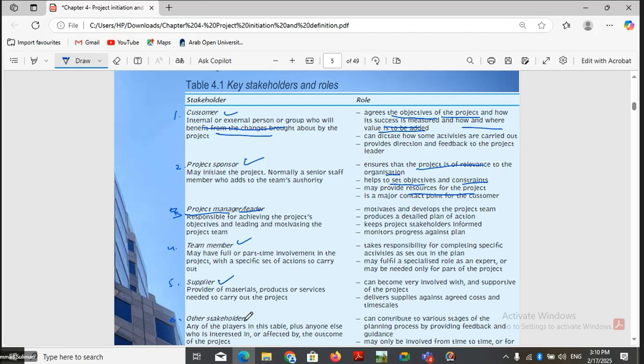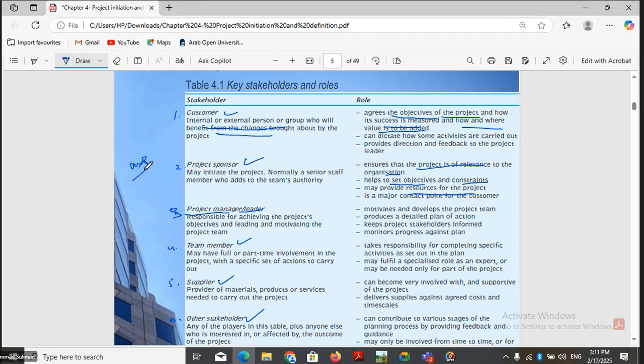Then number six, other stakeholders. This can be anyone else who is interested in the project or affected by the project. So it can be anyone who contributes to the project in any stage and is involved in the project at any stage can be a stakeholder. Fine. So this is the sixth point. What we have here is other stakeholders. So there are six stakeholders, and the roles are mentioned here.